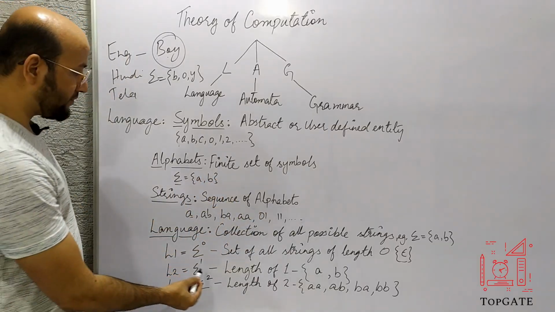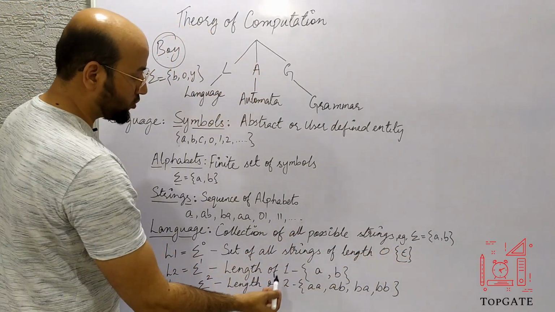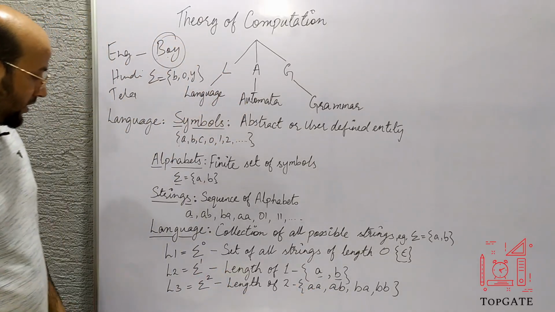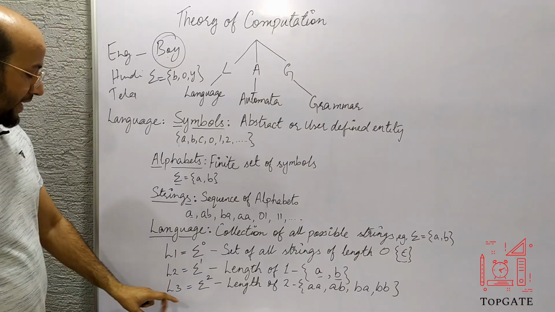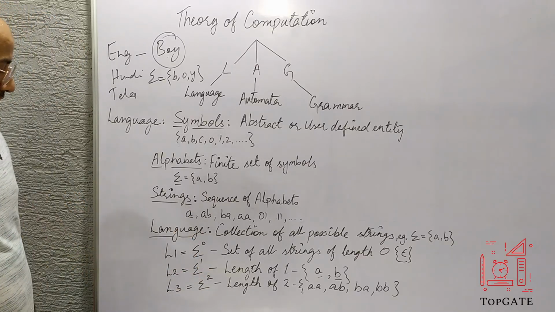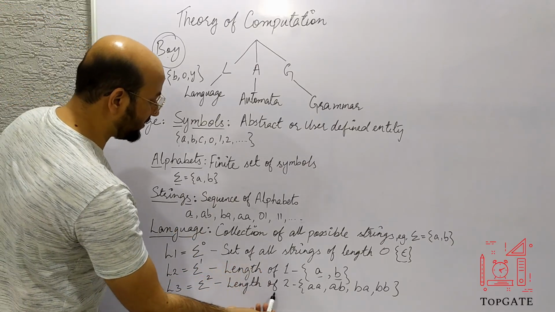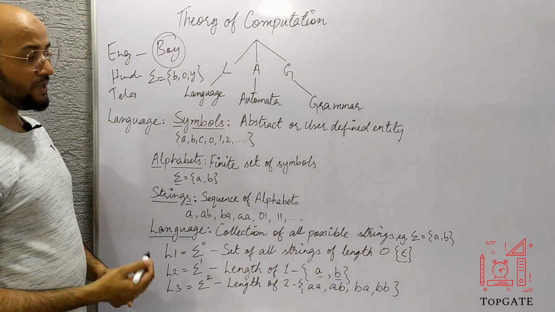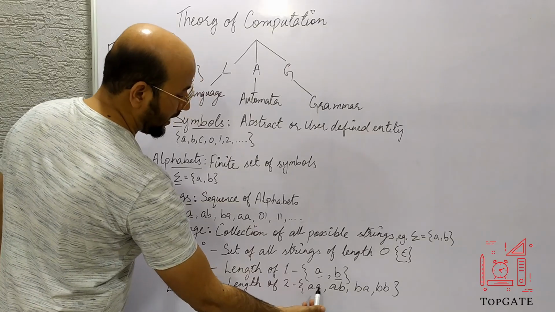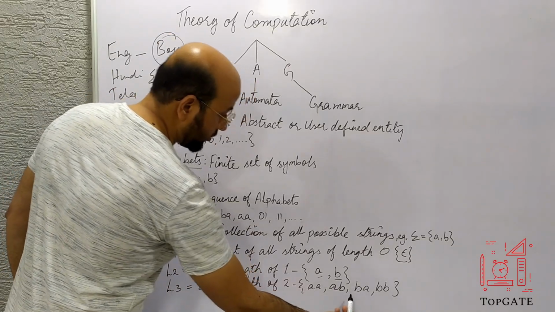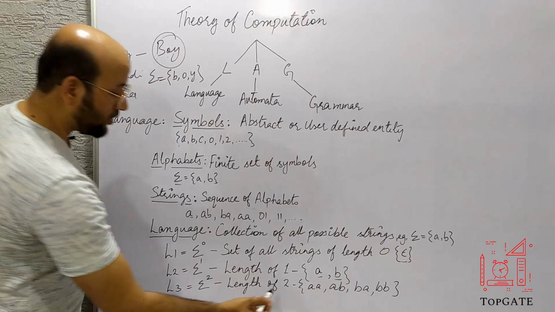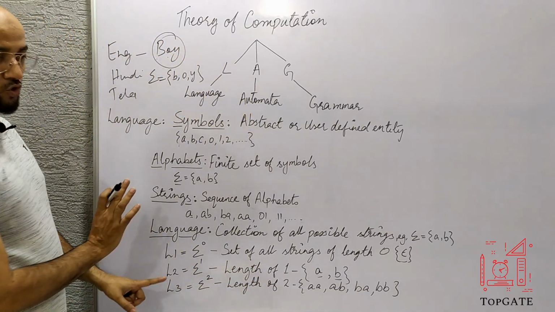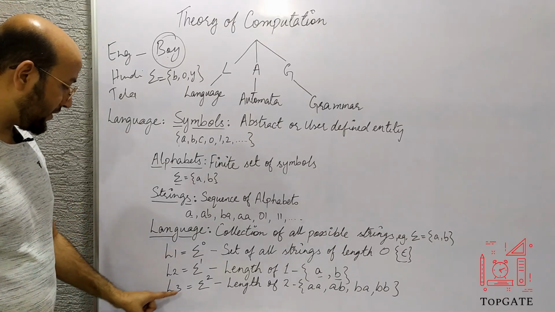Because we have sigma equal to {A, B}, we can have a string A and a string B. If I say L3 is equal to sigma to the power 2, what does that mean? The set of all strings of length 2. Out of A and B, how many strings can I make? I can make AA, AB, BA, and BB. All these are the possible strings in the case of sigma to the power 2. Clear? So we have these examples.